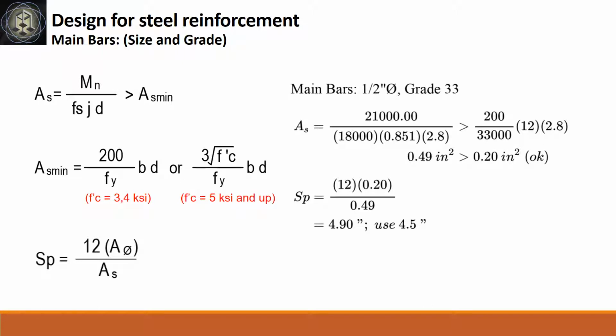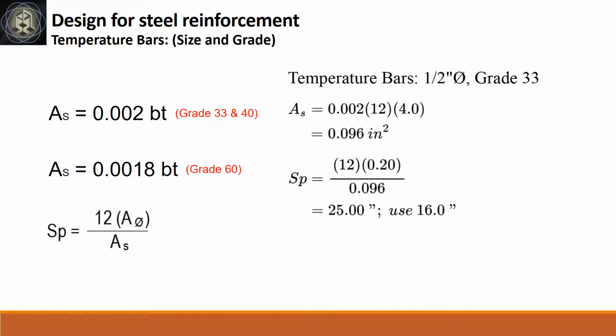Given M equals 21,000, fs equals 18,000, j equals 0.851, and d equals 2.8, the area of steel is 0.49 square inch, and the spacing for half-inch diameter bar is 4.9 inches. Use 4.5 inches. The area of steel for temperature bars is 0.096 square inch, and the spacing for half-inch diameter bar is 25 inches. Use 16 inches as maximum spacing.